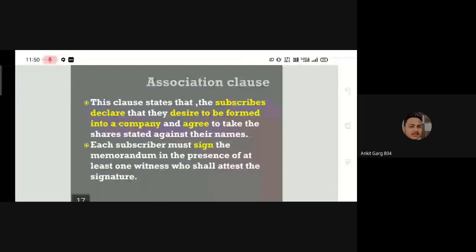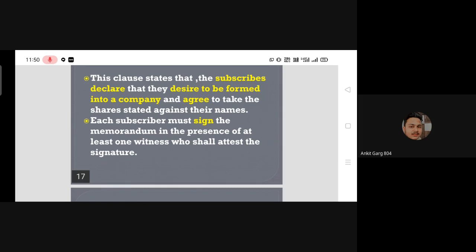So now we will discuss the association clause. This clause states that subscribers declare that they desire to be formed into a company and agree to take the shares stated against their names. It means the persons forming the company agree among themselves that they will take the amount of shares in their names to form the company. Also, subscribers must sign the memorandum in the presence of at least one witness who shall attest the signature.